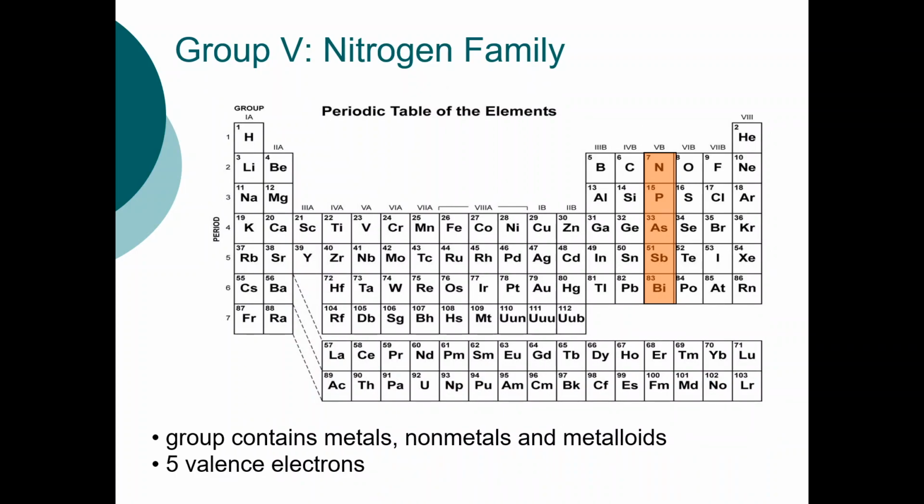On to the nitrogen family. Again, here we have a mix of metals, nonmetals, and metalloids. 5 valence electrons. Now it's very tricky.